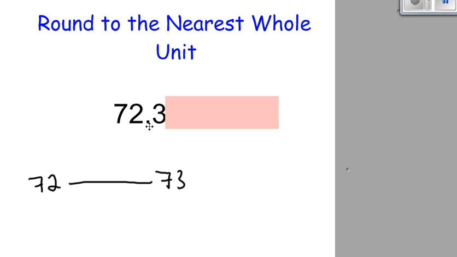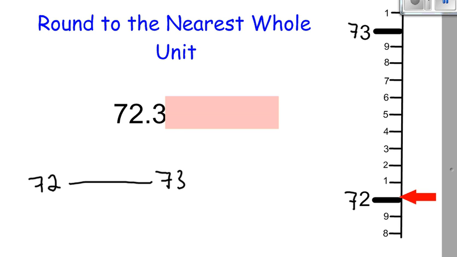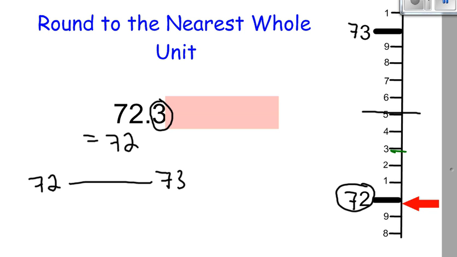So 72.3, what does that mean? We got to 72 and we got this far along. Well, that's clearly closer to 72 than it is to 73. So in this case, we don't round up, we do what's called rounding down, and we call it 72. So 72.3 rounds to just 72 because 0.3 is not close enough to 73 for you to round up.